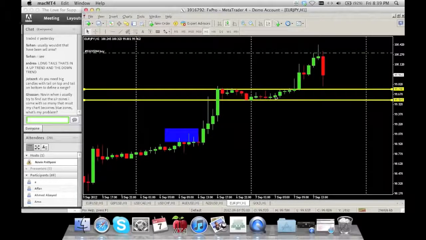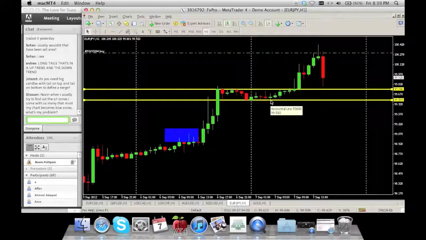That's how you draw a range. Okay? And it also confirms that the bottom is strong because of this big tail bouncing from the bottom of the range. So this has strength on the bottom.